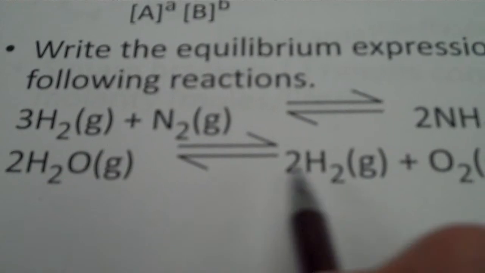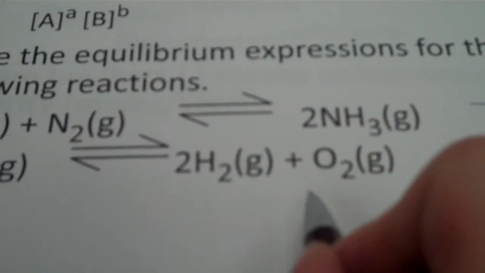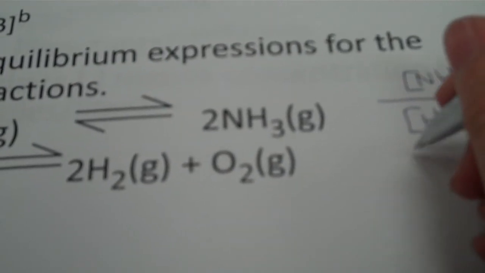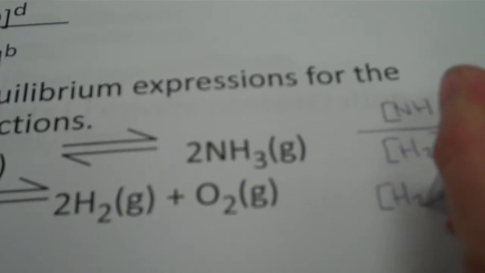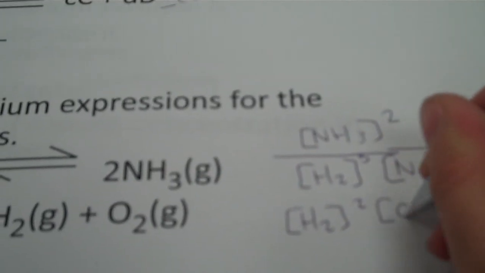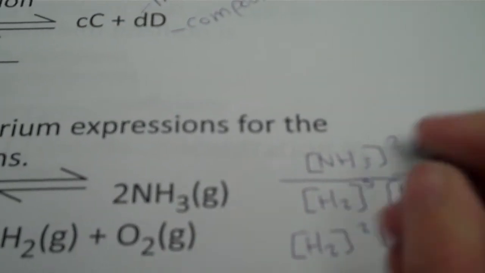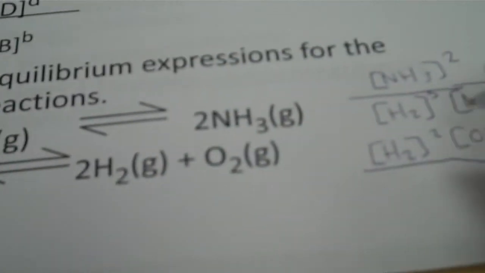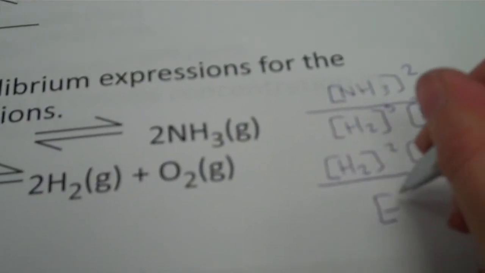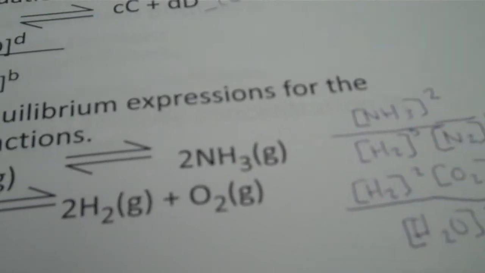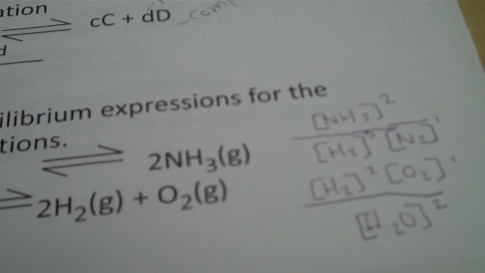The next reaction is right here. We have two products and one reactant. We're going to take our H2, square it, and then multiply that by O2, which we just raise to the first. You don't have to write the one, but it is useful. We're going to put that all over the water, and again, we have two waters, so H2O squared. So that's how we write equilibrium constants.